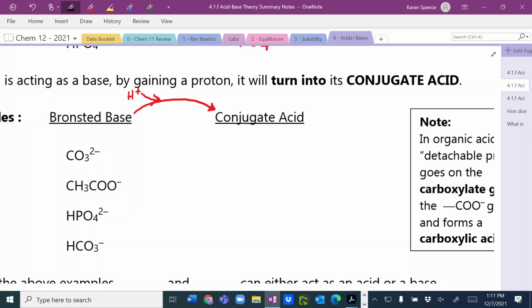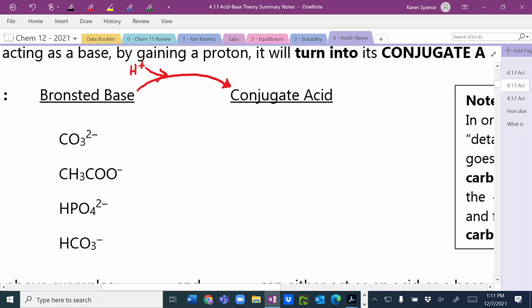That was quite something. So who is the conjugate acid of CO3 2-? That's going to be HCO3-, with a minus charge, because it also gains a positive charge when it gains that hydrogen. The next one is a little bit tricky. If you wrote HCH3COO, that is not incorrect, but it is better to write CH3COOH.